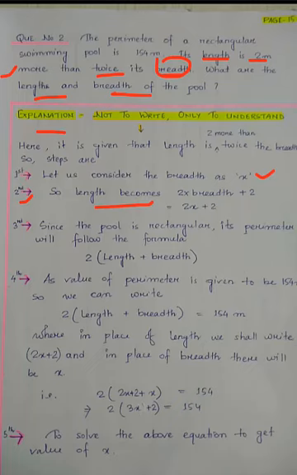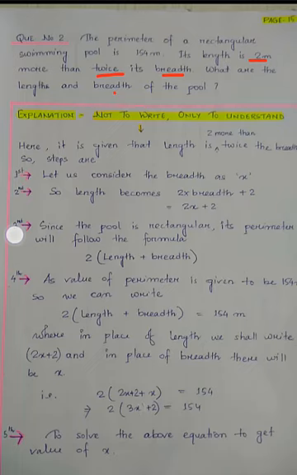The length becomes 2 into breadth plus 2, because it is already mentioned that the length is 2 meters more than twice its breadth. That is why 2 into breadth, twice its breadth. That means when breadth is taken 2 times, that means 2 into breadth plus 2 meters more. Whatever result we get for 2 into breadth, 2 meters extra will have to be added to it.